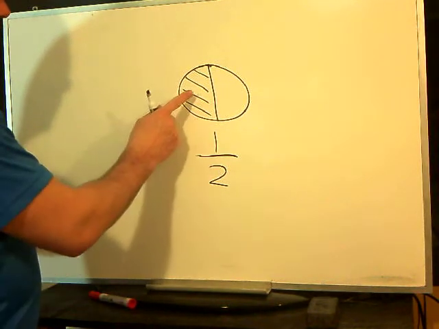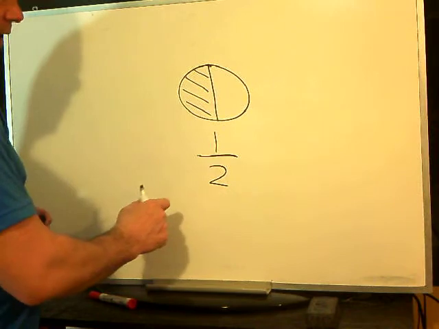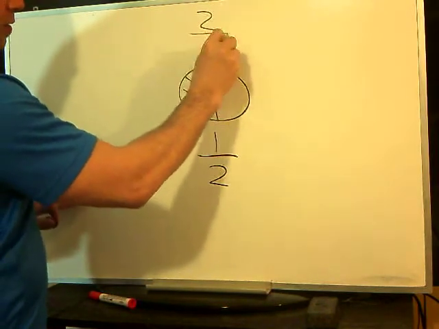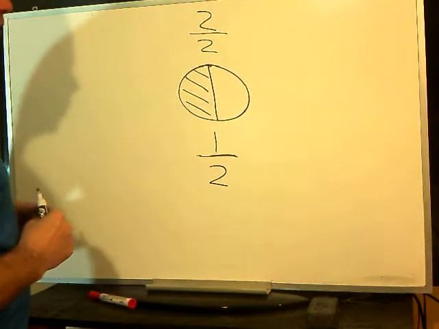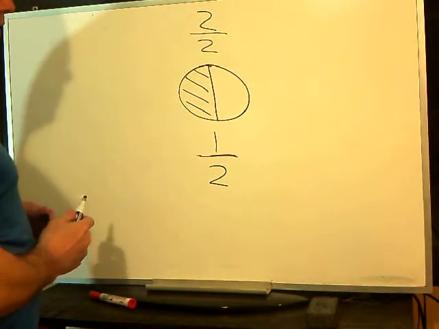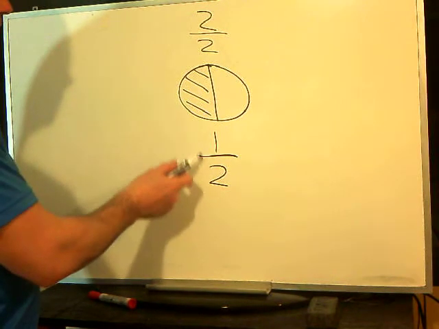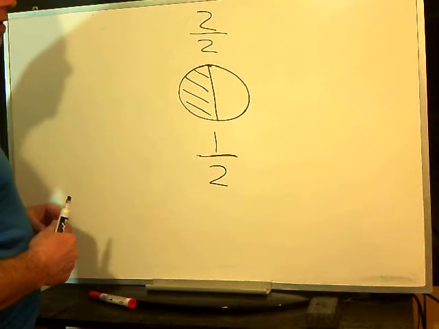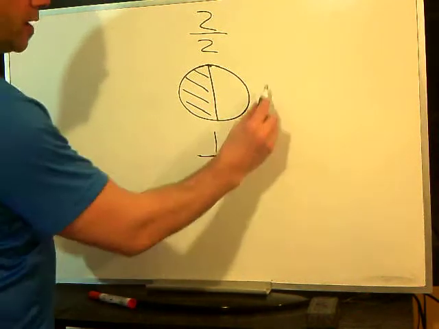Alright, so if I count all of the halves in this whole thing, well, then I've got 2 halves, or 2 parts out of 2. So this would be called a regular fraction or a proper fraction. And we're going to look at something else. So what if I had one more half?